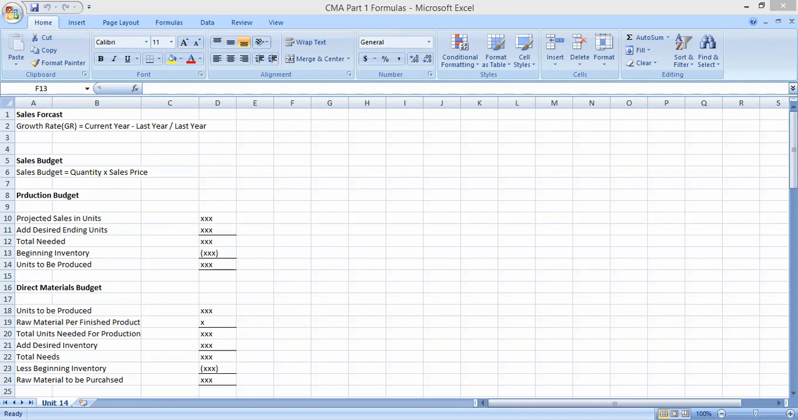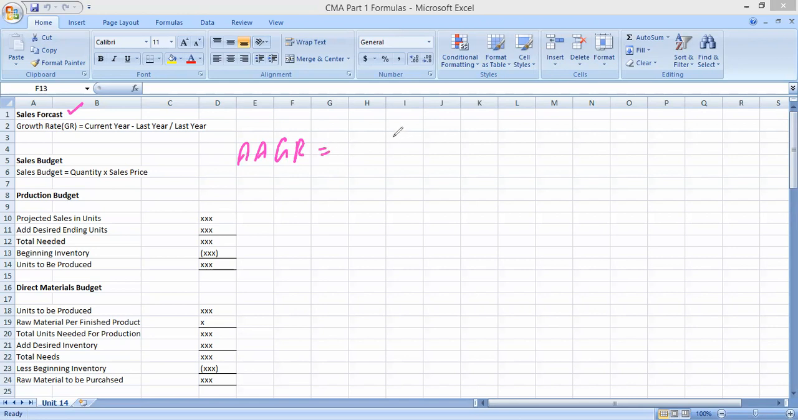So, unit number 14, starting from page number 441, Gleim material we are following. The first topic we have is the sales forecast. And in the sales forecast, we first have to calculate the average annual growth rate. If you look in the book, we have AAGR, average annual growth rate, that we have to calculate.